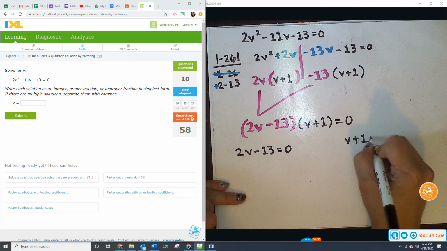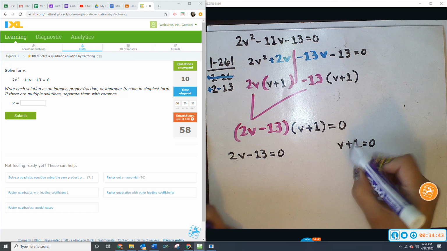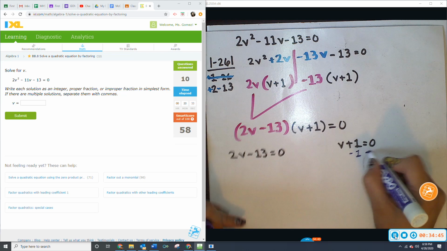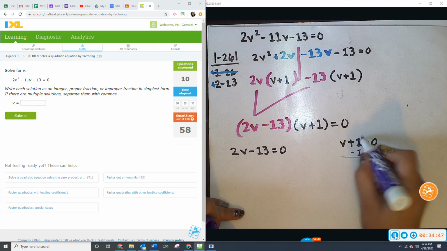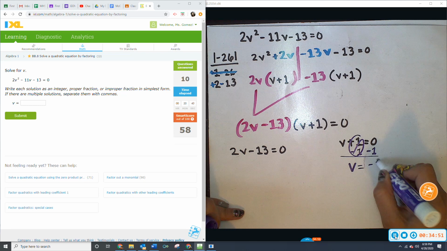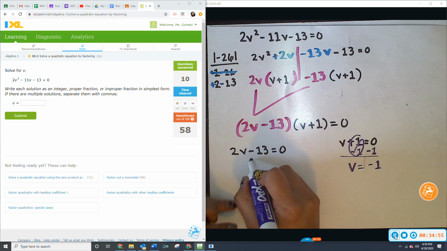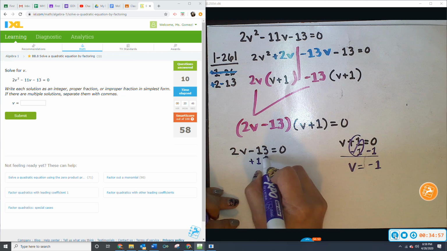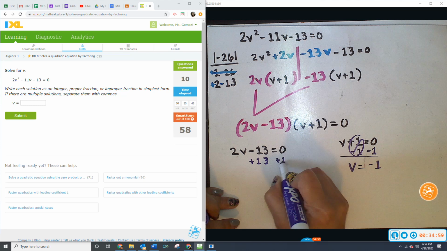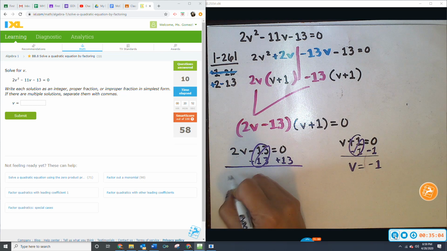And here I just need to remove my constant by subtracting 1. Subtracting 1. Hopefully I don't make that same mistake. v is equal to -1. Just double checking myself again. Now here, I want to remove my constant by adding 13 to both sides. Adding 13 to both sides, leaving me with 2v is equal to 13.